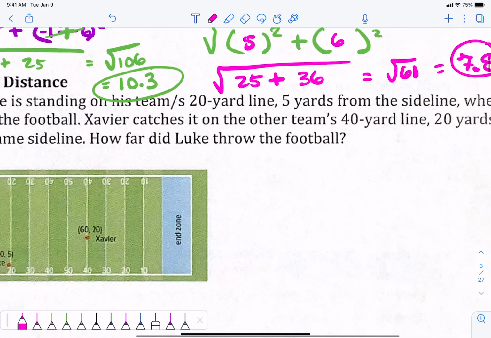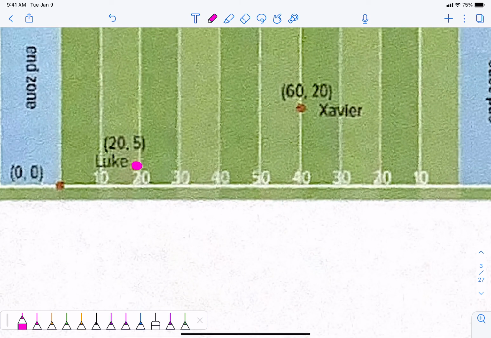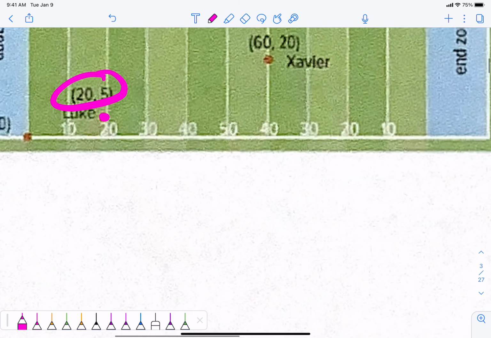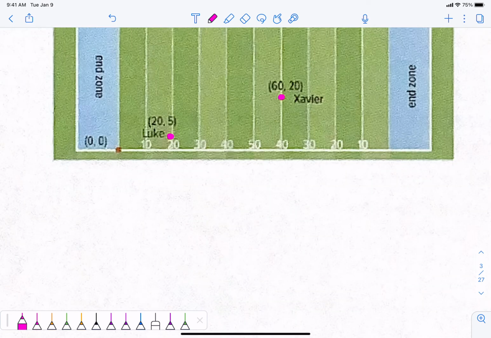Good? Okay, down here, I'm not going to read through the story problem, but Luke is 5 yards in, and he's on the 20-yard line. And then we have Xavier over here that's 60 yards in on the 20-yard line. No, 20 yards in on the 60-yard line. Whatever. Anyway, the reason why they put it as 60 instead of 40, you guys see why? Because 50 is here and then they have 40s on either side. So they labeled the 40-yard line actually as 60 because it starts counting backwards then. Okay, so they want to know how long is that pass?